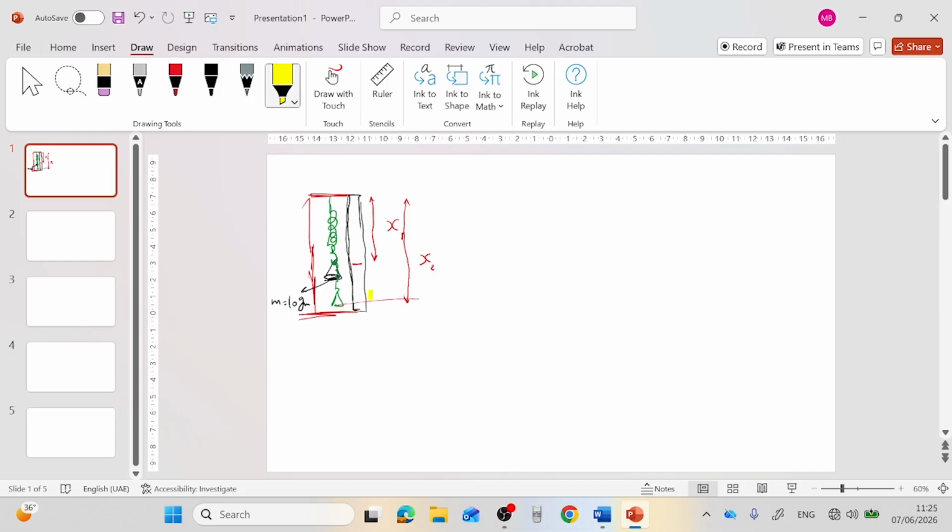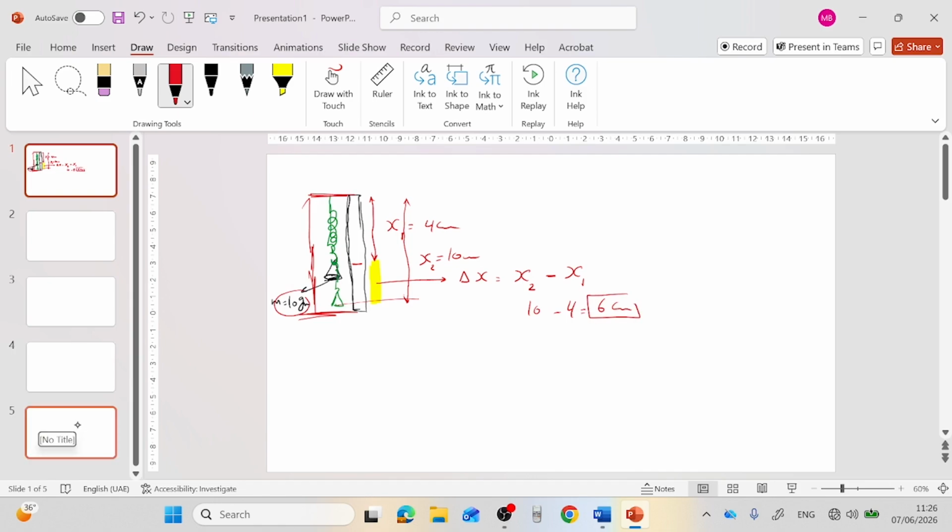To find the value of the extension, we are interested in this part. How can we find this part? This part is called delta x, or the extension. So in this case, we will need to subtract the old reading, which is x1, from the new reading, which is x2. For example, if this one is 10 centimeter and the previous one was 4 centimeter, we will do 10 minus 4. So the new extension due to this mass is 6 centimeter and so on.